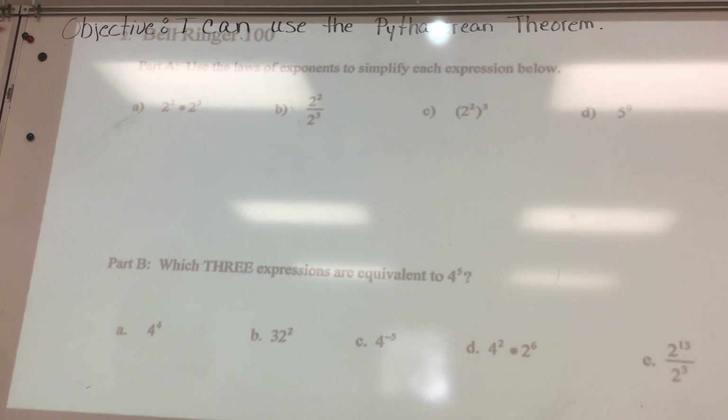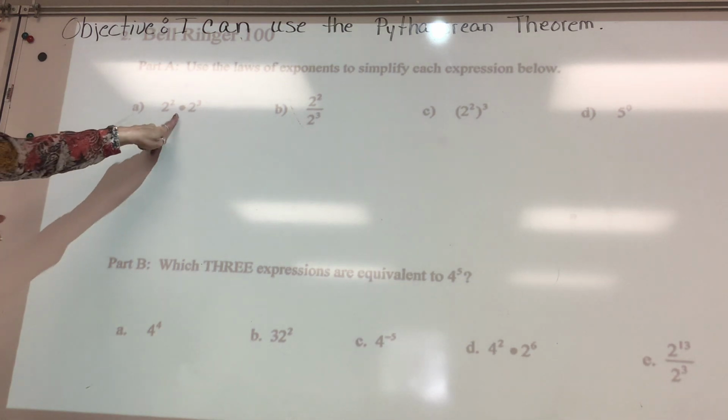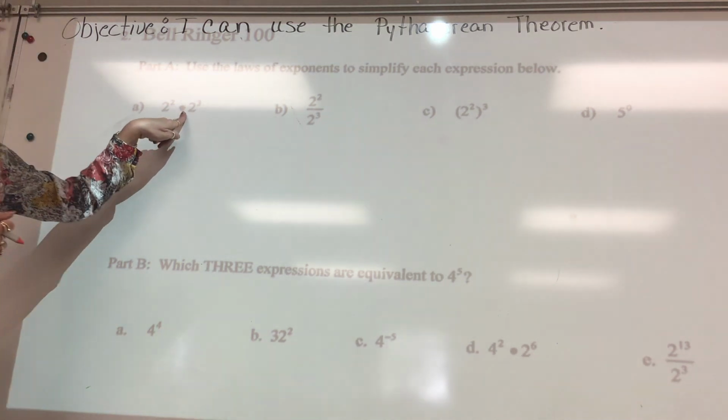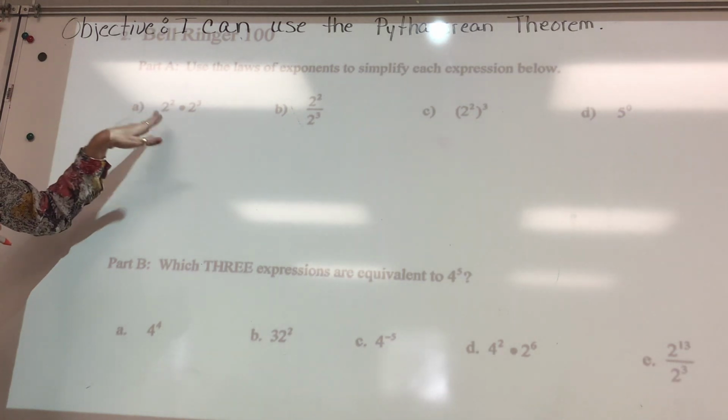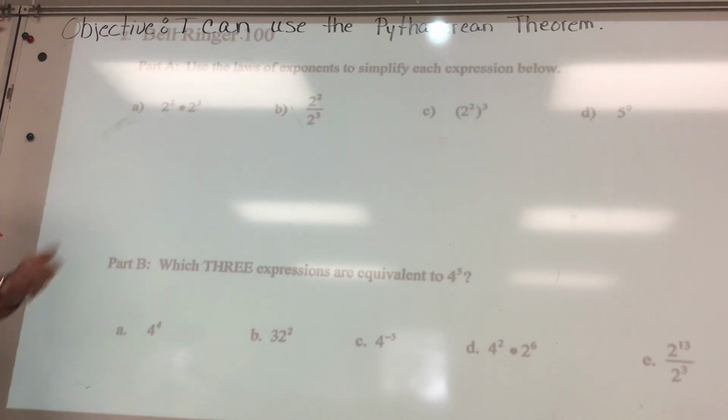Okay, Bellringer 100, Part A, use the laws of exponents to simplify each expression below. What type of math problem do we have? Multiplication. What is the base for the first term? 2. What's the base for the second term? 2. Are they the same? Yes. So we can use the law of exponents to simplify. So I'm gonna write down my 2.